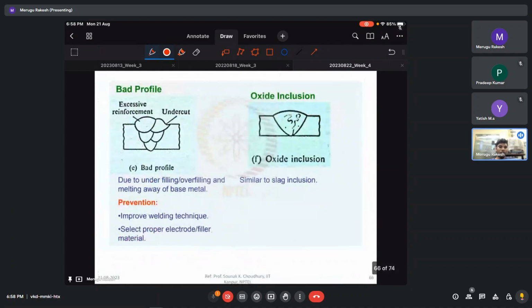Then we have the bad profile. So it will not be even. There will be undercut or excessive reinforcement. And on the other side we will have oxide inclusions, similar to slag inclusions. This occurs due to underfilling or overfilling and melting away of the base metal. To prevent this, improve the welding technique. This is the basic error that causes these defects. Then proper selection of the electrode and filler metal should be appropriate to avoid these defects.